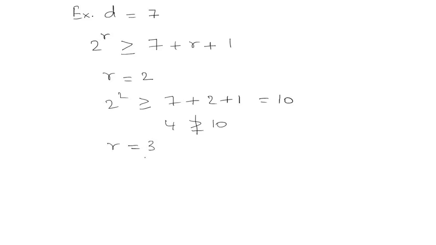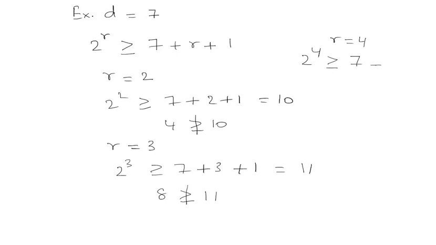If you take R equal to 3, 2 cubed is 8, and 7 plus 3 plus 1 is equal to 11. So 8 is not greater than 11. This is also not satisfied. So take the next case, R equal to 4. 2 power 4 should be greater than or equal to 7 plus 4 plus 1, which is equal to 12. On this side we have 16, which is greater than 12. So this condition is satisfied.